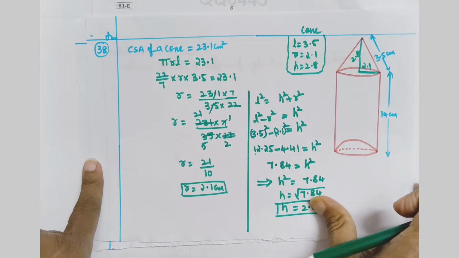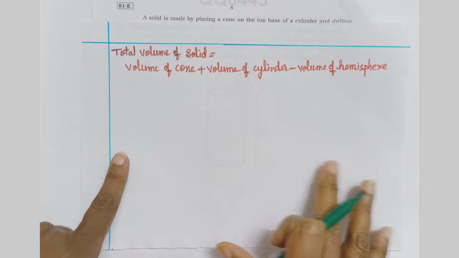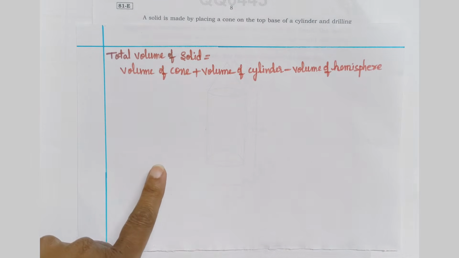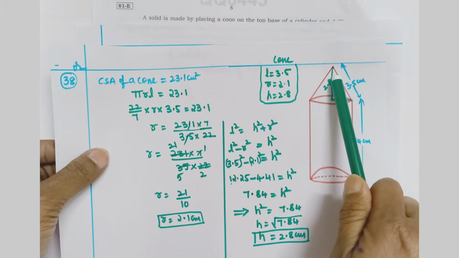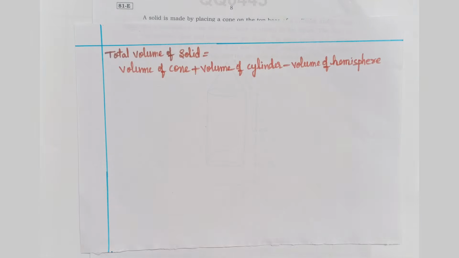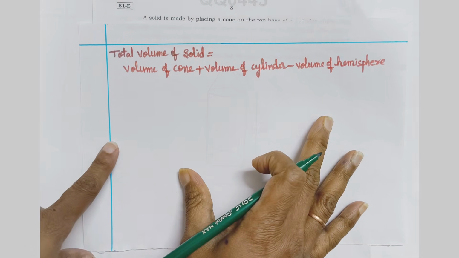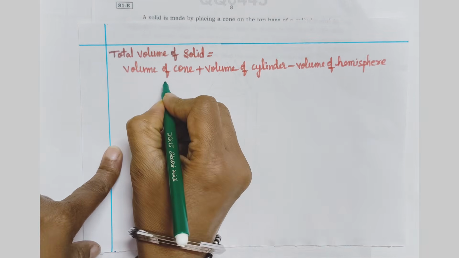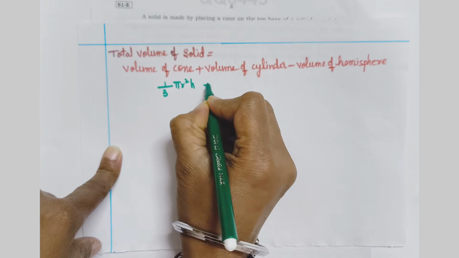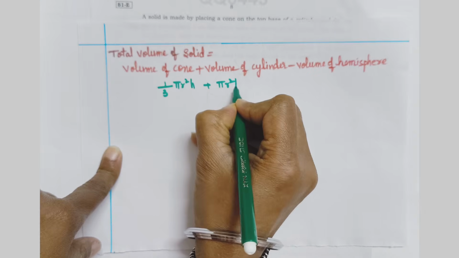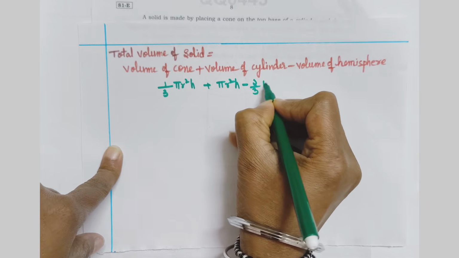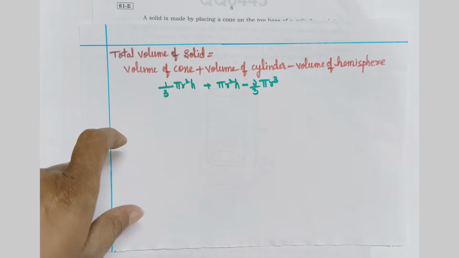Everything we know now. Now we will find the total volume of the solid. Total volume of the solid is equal to volume of cone plus volume of cylinder, this is drilled out, so minus volume of hemisphere. Volume of the cone formula: 1 by 3 pi r square h. Volume of the cylinder: pi r square h. Minus volume of the hemisphere: 2 by 3 pi r cube. This simplified means you will get the answer.